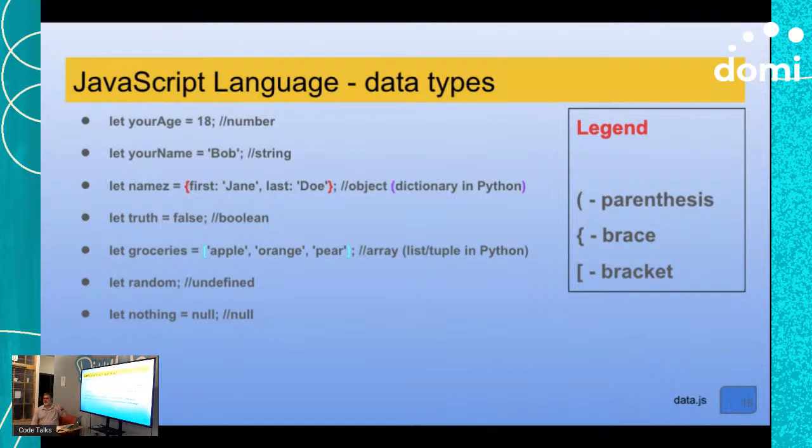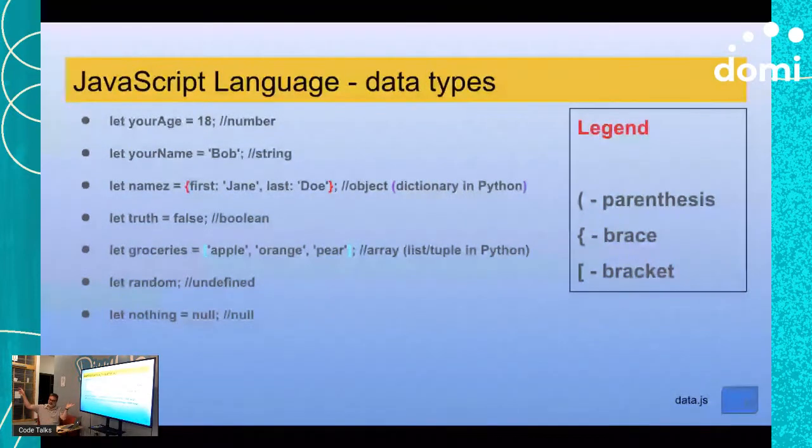Now, to use that input, we're going to go to our trusty friend console.log and just say hello, comma, and then add your name. So if they put in Billy, it's going to say hello, Billy, and go from there. So this is using concatenation.